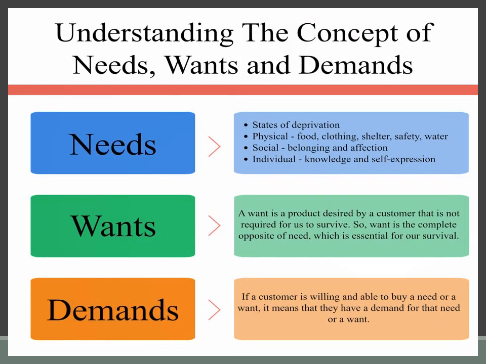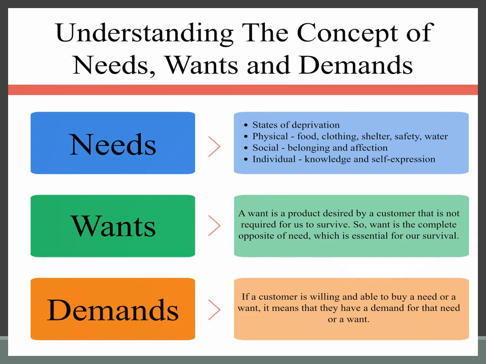On your screen you can see a comparison of needs, wants, and demand. We'll have a distinction between these three concepts. Needs are states of deprivation. This includes the requirement for food, clothing, shelter, safety, water, which are physical needs, and social needs also, such as belongingness and affection. We can talk about individual needs also, which include knowledge and self-expression.